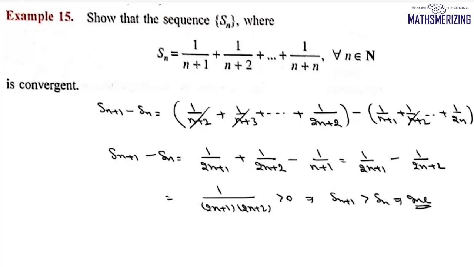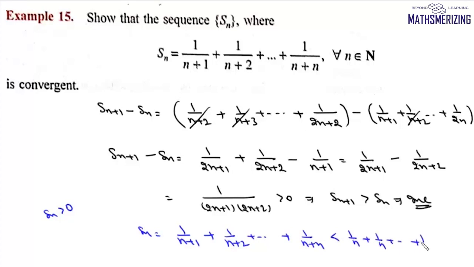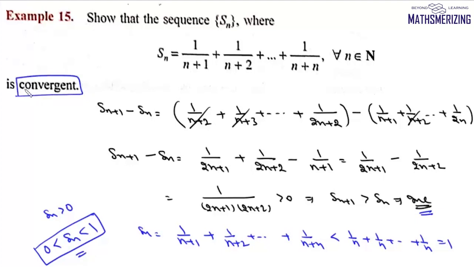Now we need to prove that the sequence is bounded. Now we know that Sn will be greater than 0, and this Sn, which is 1 upon n plus 1 plus 1 upon n plus 2 plus up to 1 upon n plus n, will be less than 1 by n plus 1 by n plus up to 1 by n, that is n times. That means this Sn will be greater than 0 but less than 1. Now since the sequence is monotone increasing and bounded, we can say that this sequence is a convergent sequence.